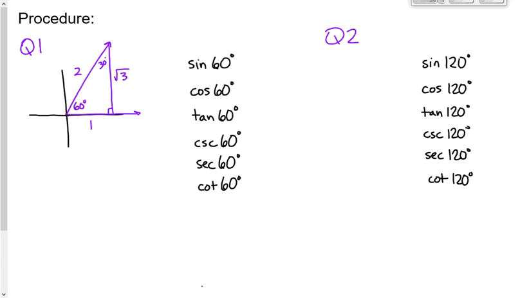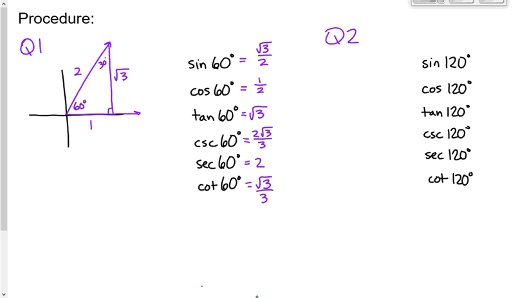So the sine of 60 would be opposite over hypotenuse, square root 3 over 2. The cosine of 60 would be adjacent over hypotenuse, 1/2. The tangent of 60 would be opposite over adjacent, square root 3. The cosecant is the reciprocal of sine, so that would be the hypotenuse over the opposite, 2 over square root 3. Rationalize it, and you get 2 square root 3 over 3. The secant would be the reciprocal of cosine, so hypotenuse over adjacent, and that gives you 2 over 1, so 2. And the cotangent is the reciprocal of tangent, so adjacent over opposite, 1 over square root 3. Rationalize it, and you get square root 3 over 3.